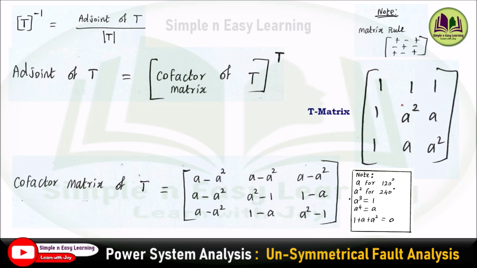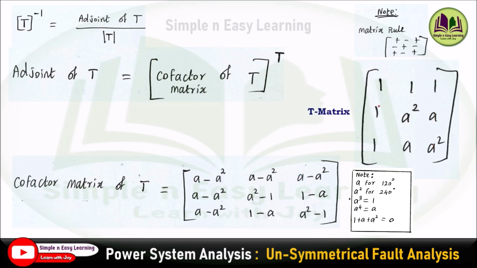Similarly, for the second term, we need to take minus, and you strike out the column and the row corresponding to the second term, and you multiply 1 into A square minus 1 into A. So you get A square minus A, and here you have a minus, so it becomes A minus A square. Considering the third term, strike out this column and row, and the third term is plus, so you multiply 1 into A minus 1 into A square, so it becomes A minus A square.